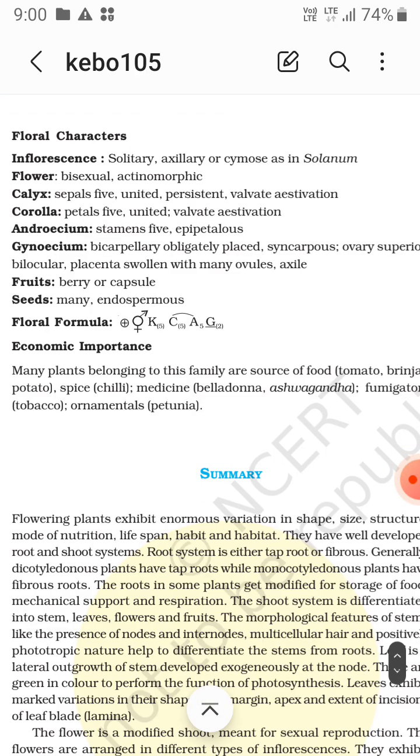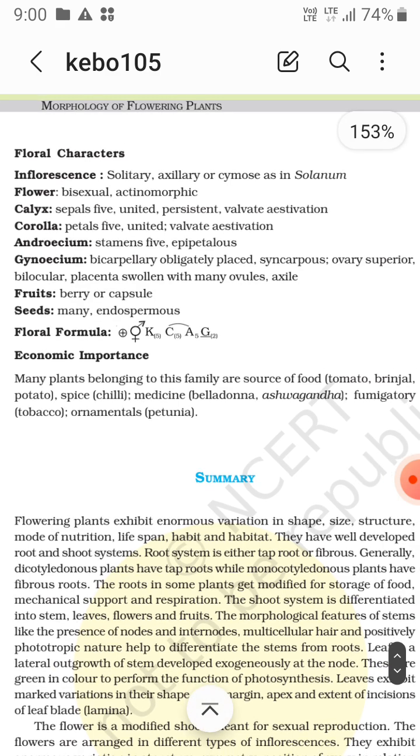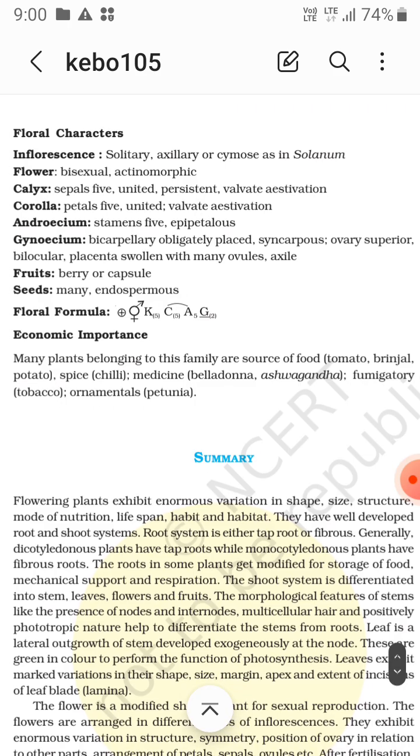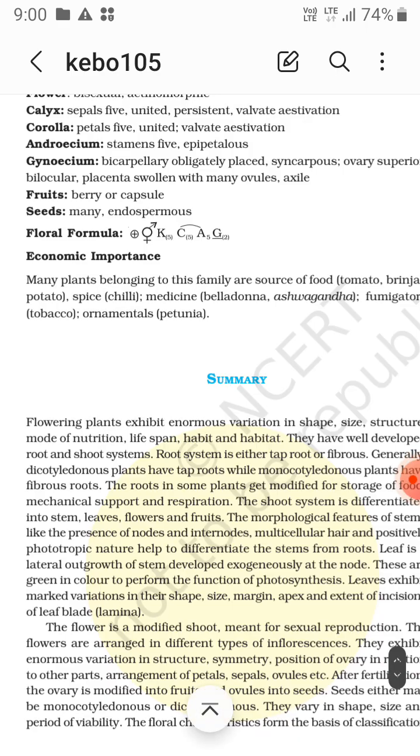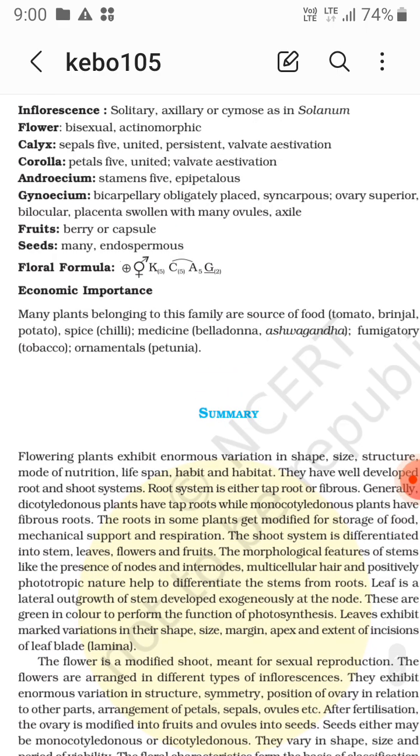Now gynoecium, very important. In Solanaceae, the gynoecium is bicarpellary, syncarpous, ovary superior, bilocular, with swollen placenta having many ovules and axile placentation, right? Fruits are berry or capsule. Seeds are many and endospermous, right?